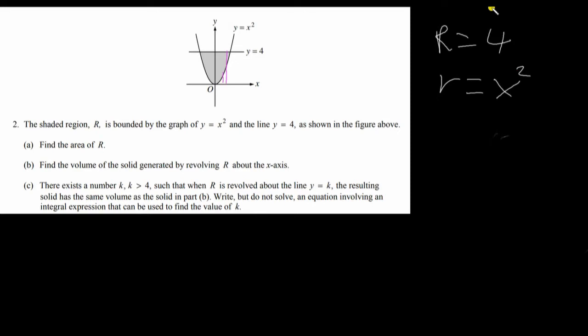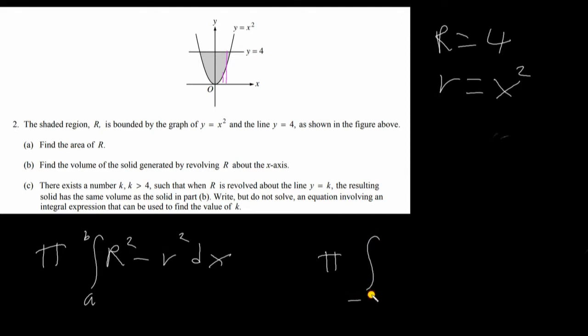And now that we identify the two radii, the formula is simply pi, the integral from a to b, of big R squared minus little r squared. So now it's just a matter of plugging in our numbers. And remember, the bounds are the same thing as before. It's -2 to 2. So specifically for our case, it's going to be pi times the integral from -2 to 2. Big R is 4, so 4 squared, minus little r, x squared squared, dx.